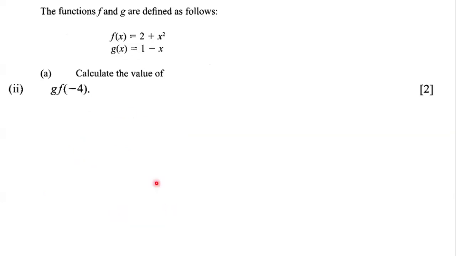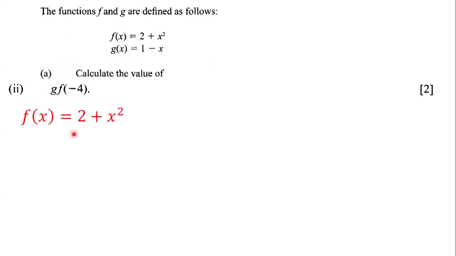Next, we have to calculate the value of g of f of negative 4. And so here we have a function within a function. We have the function f inside of the function g. And so the first step we're going to do is figure out what is f of negative 4. Then when we find that answer, we're going to take f of negative 4 and put it inside of the function g.